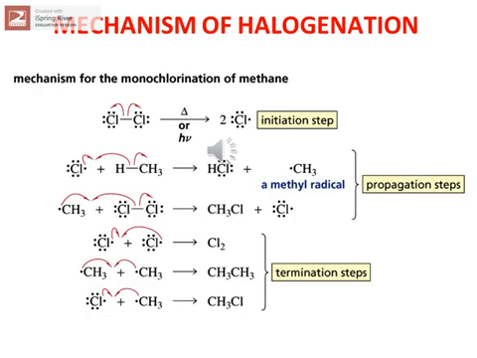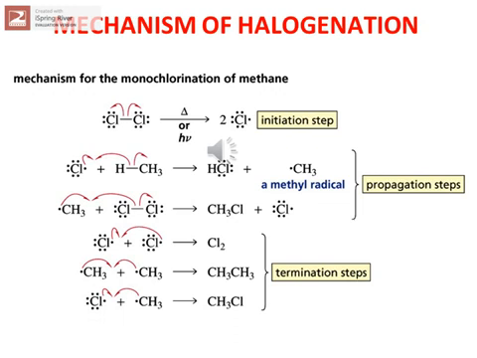Once the initiation step has taken place, either with the help of heat or sunlight, generating free radicals, when a chlorine free radical approaches a methane or any other alkane molecule, a homolytic fission of the carbon-hydrogen bond takes place. The chlorine free radical combines with the liberated hydrogen free radical to form hydrogen chloride, and a methyl free radical is again generated. This is called the propagation step. In the propagation step, one free radical is consumed and another free radical is generated.